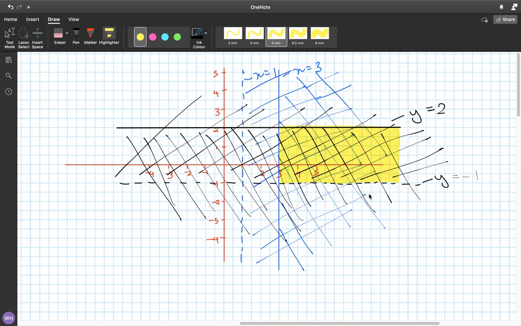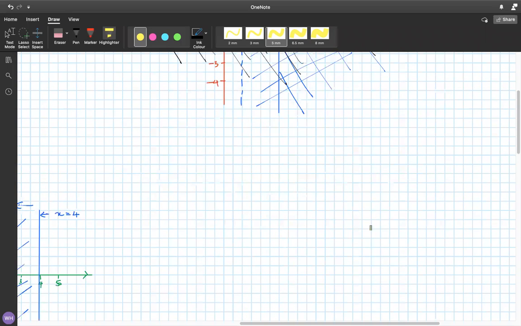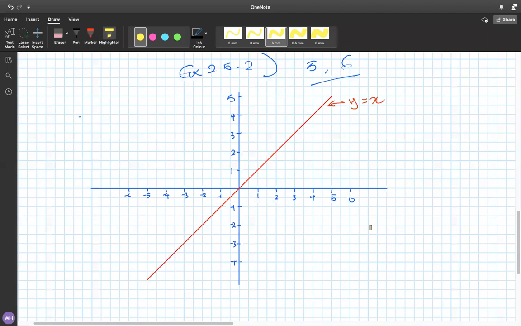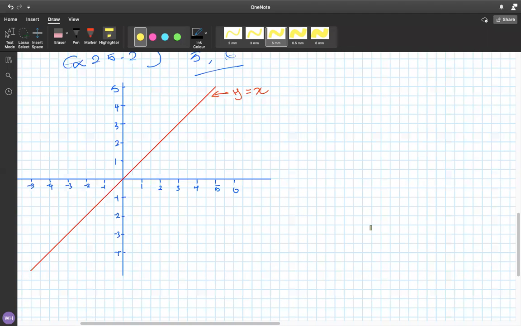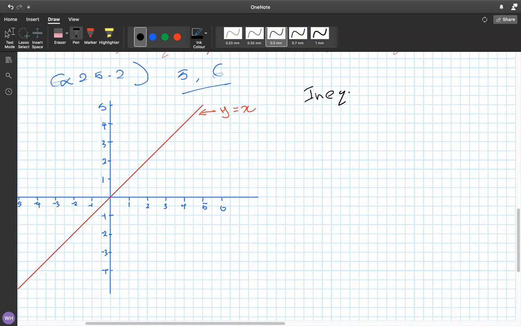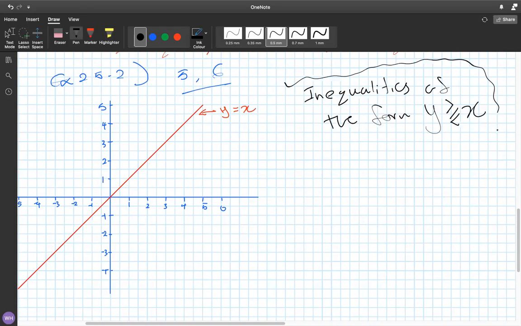Right. Write down the next subtopic: inequalities of the form y is greater than, equal to, or smaller than x. This is the next subtopic.